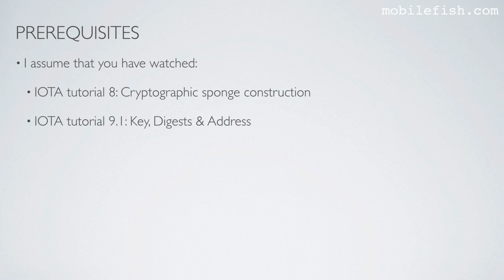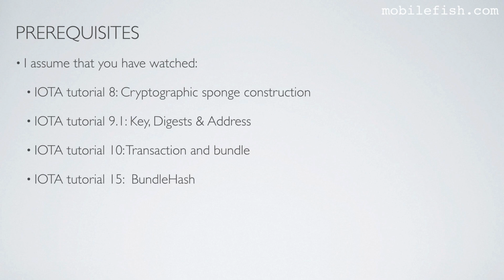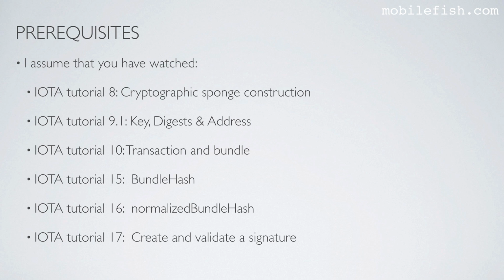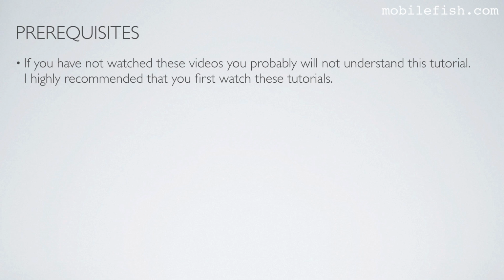I assume that you have watched IOTA tutorial 8, cryptographic sponge construction, IOTA tutorial 9.1, key, digest and address, IOTA tutorial 10, transaction and bundle, IOTA tutorial 15, bundleHash, IOTA tutorial 16, normalizedBundleHash, and IOTA tutorial 17, create and validate a signature. If you have not watched these videos, you probably will not understand this tutorial. I highly recommend that you first watch these tutorials.